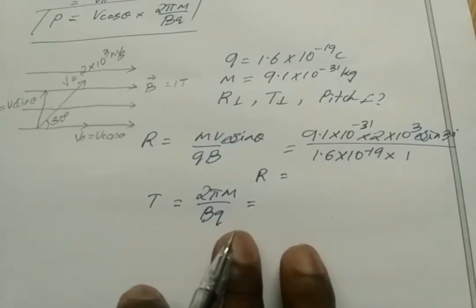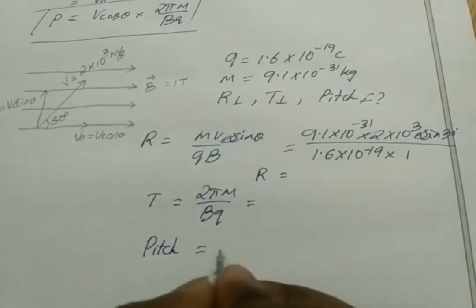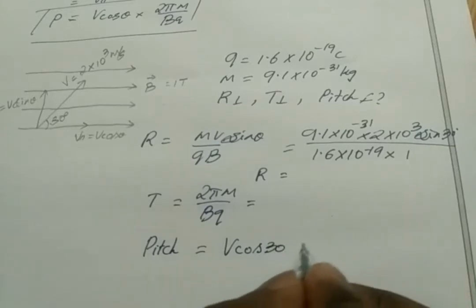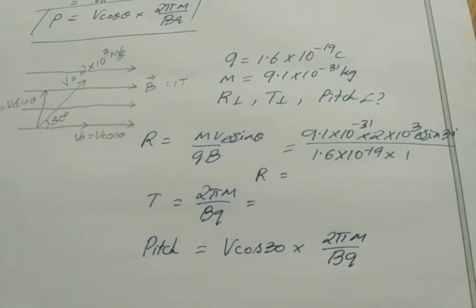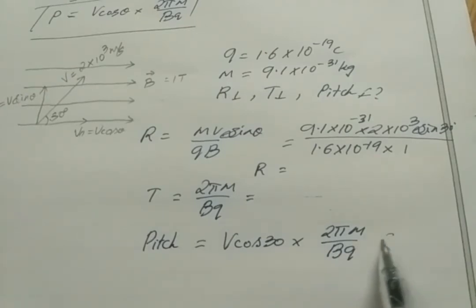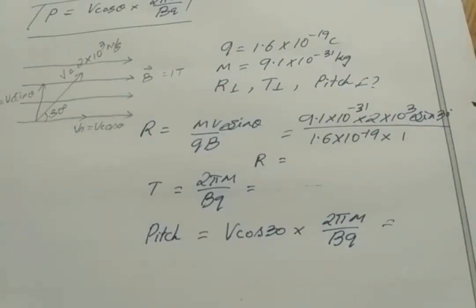Okay, then pitch. So pitch equal to V cos theta, or V cos 30 degree, into time period 2 pi m by BQ. So find the value of cos 30 degree, and we have velocity 2 into 10 power 3 meter per second, and here we already found the time period value. So multiply it with the time period value, then you will get the pitch. Okay, clear? So the pitch value will be in meter, time period in seconds, and radius in meter, SI units. Okay, so move on to the next problem.